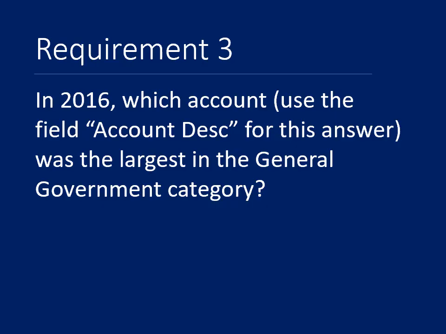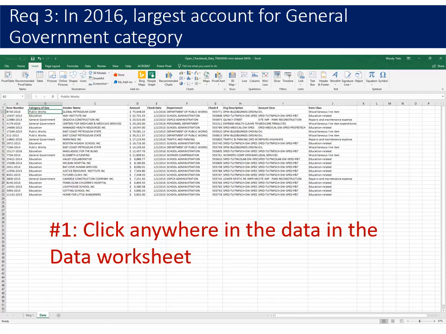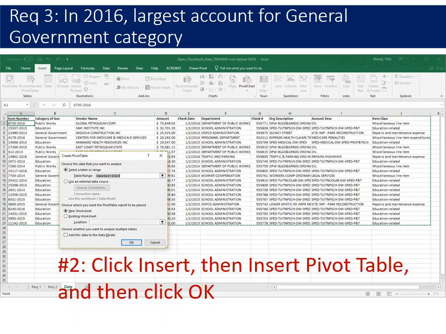Requirement 3 reads, in 2016, which account, use the field Account Description for this answer, was the largest in the General Government category? The first step is to click anywhere in the data worksheet. For step 2, to insert a pivot table, click Insert, then Insert Pivot Table, and then click OK.